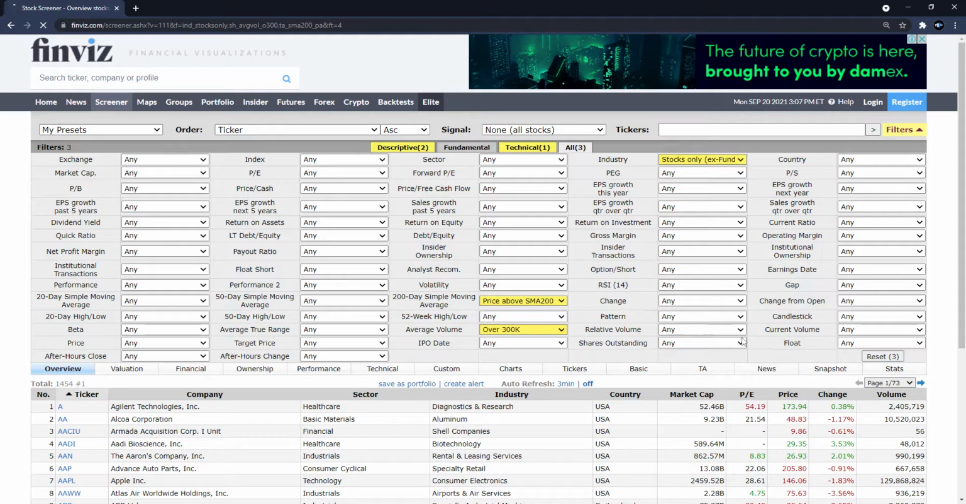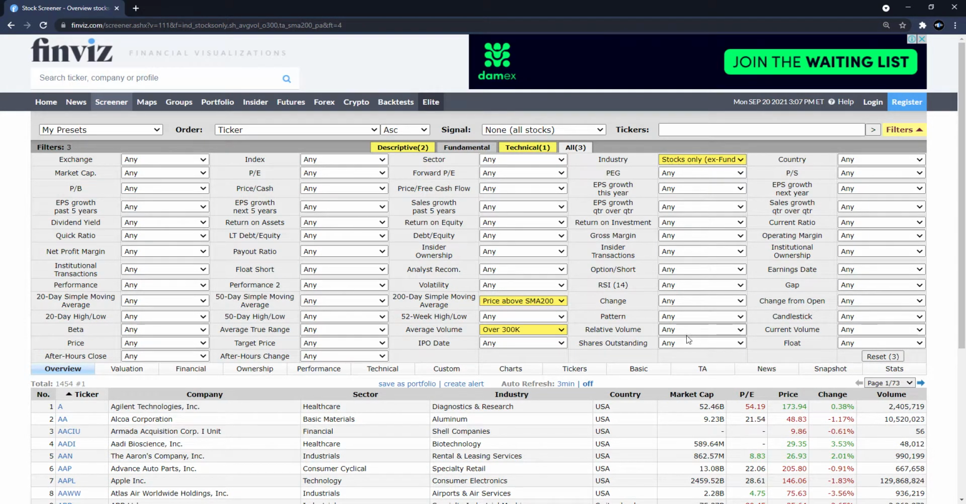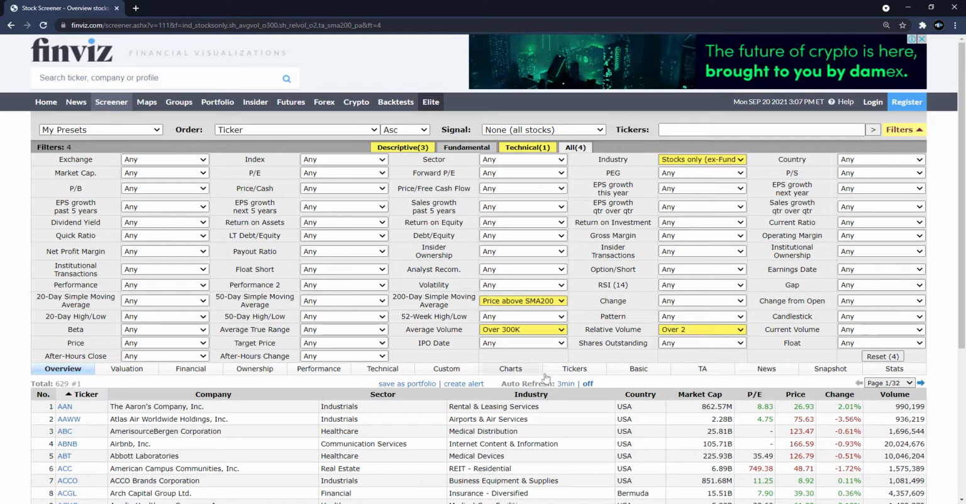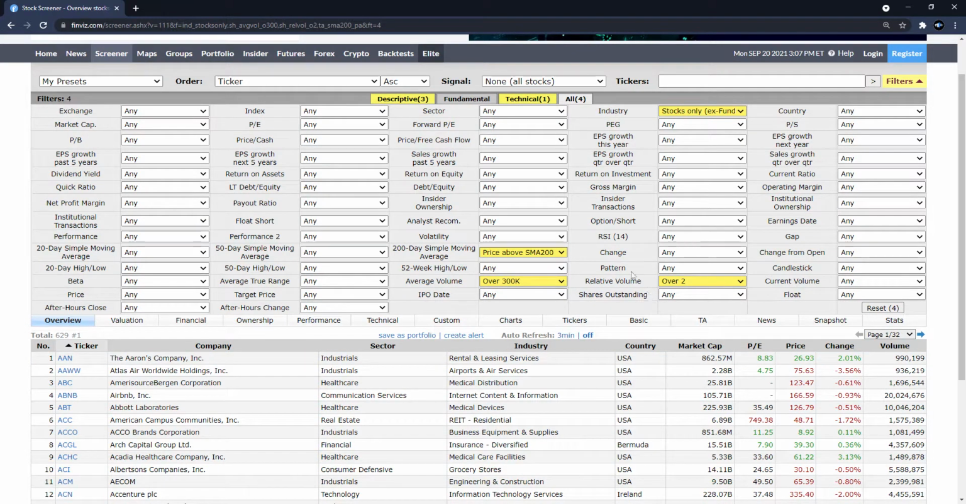The next thing will be the relative volume, or the R-vol. We're going to go, of course, with over 1.5 or over 2. Let's go with over 2 first of all. We are left with 629 stocks. What does the R-vol, or relative volume, mean? It's a ratio between the current volume and the 3-month average, intraday adjusted. If the stock has an R-vol over 2, it tells us the stock is quite volatile, and it really moves.